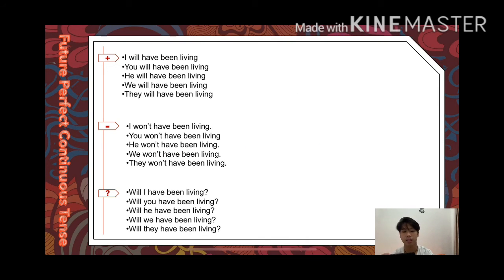For the example, I will have been living. That was the positive one. And the negative is I won't have been living. And for the question, will I have been living?